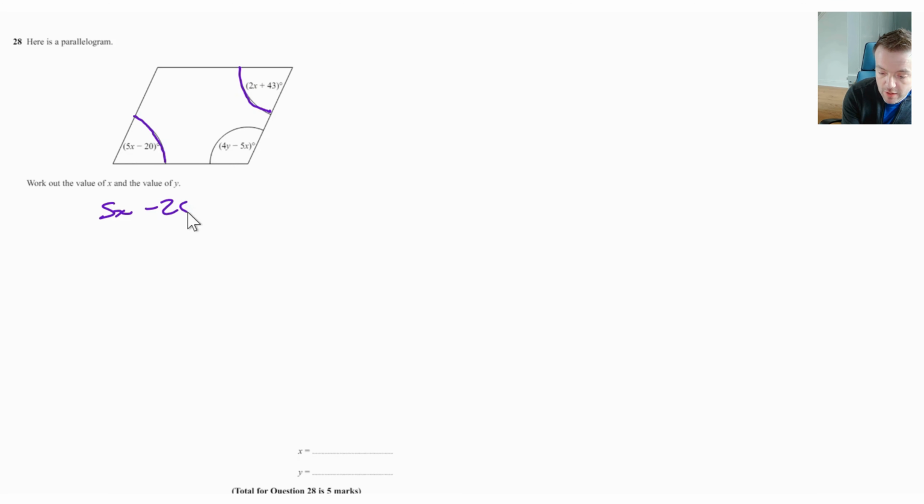We're going to have 5x minus 20 is equal to 2x plus 43. So why are we making that? Well, they're equal, so we can make them an equation. Right, now the next thing we're going to solve. We're being tested on being able to know that opposite angles in a parallelogram are equal. So that's one maths fact that we need to draw from. So because of that, we can make those two algebraic expressions an equation.